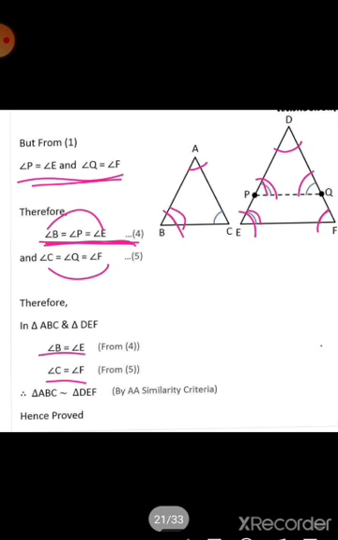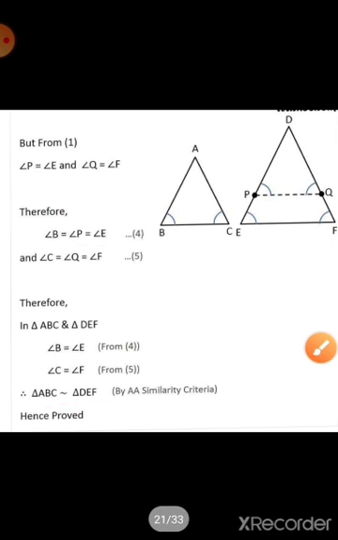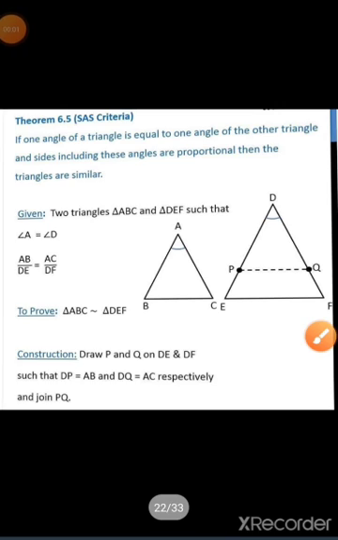As it was given that ratios of corresponding sides are equal and we have proved that corresponding angles are equal, we can say that triangle ABC is similar to triangle DEF. Then the next theorem, theorem 6.5.